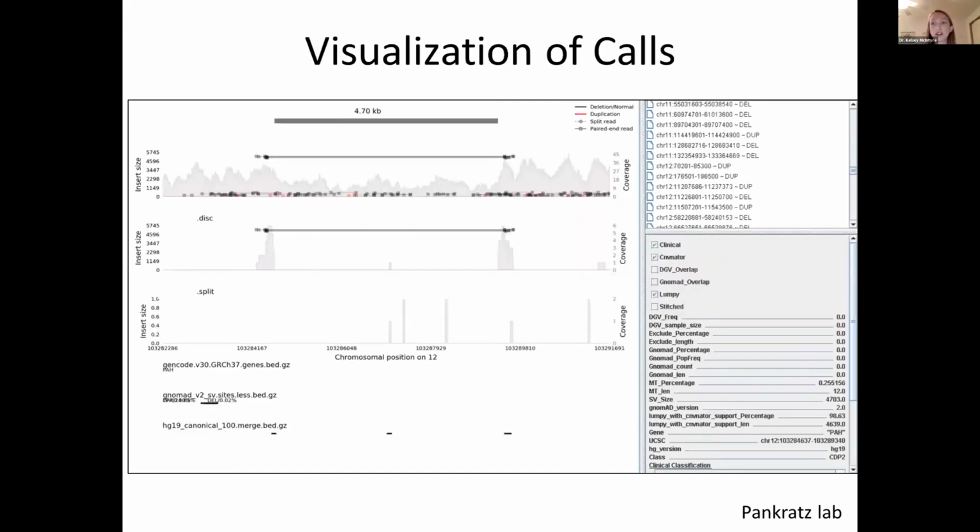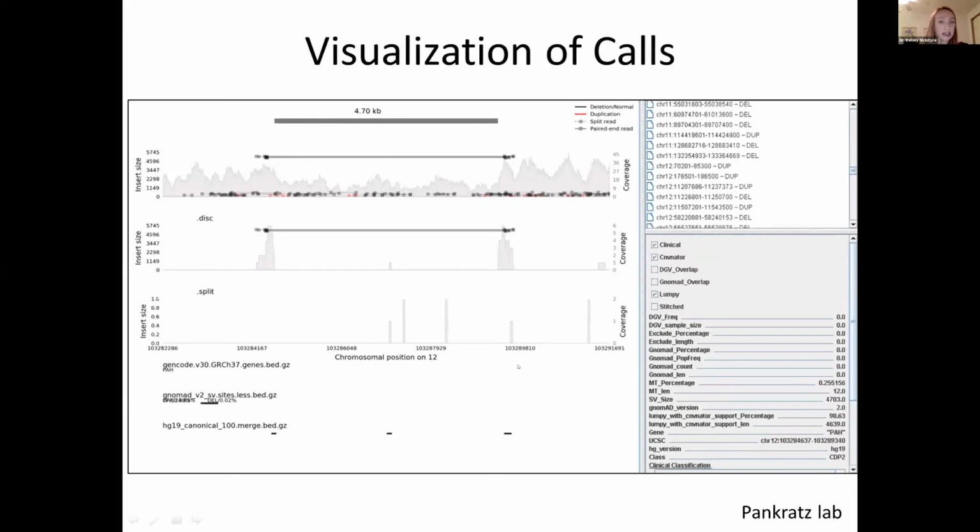So this is how we are visualizing our calls. This work has been done by Nathan Pankratz's group, developing the visualization tool. Here you can see this kind of mountain peak data is the coverage data. So you can see here where the coverage falls down. That's consistent with where our deletion is. You can see why the depth of coverage method is not perfect for calling the breakpoints. Then we also have our discordant reads here, which support this call of a deletion. And then you can see it was not called by the split reads down here at the bottom. Maybe it caught one of the breakpoints and not the other one.